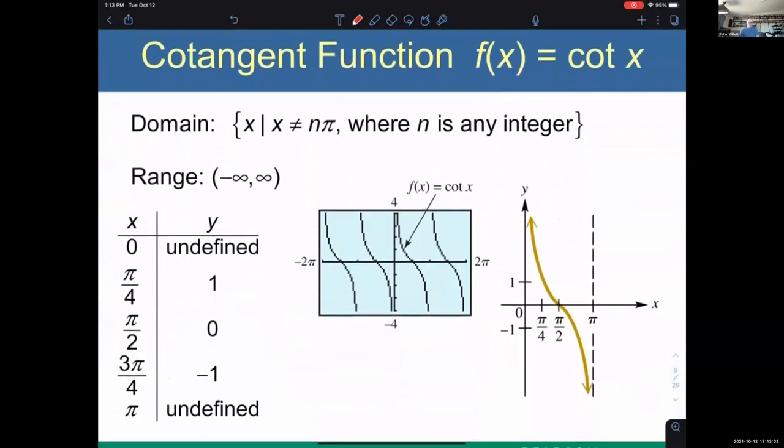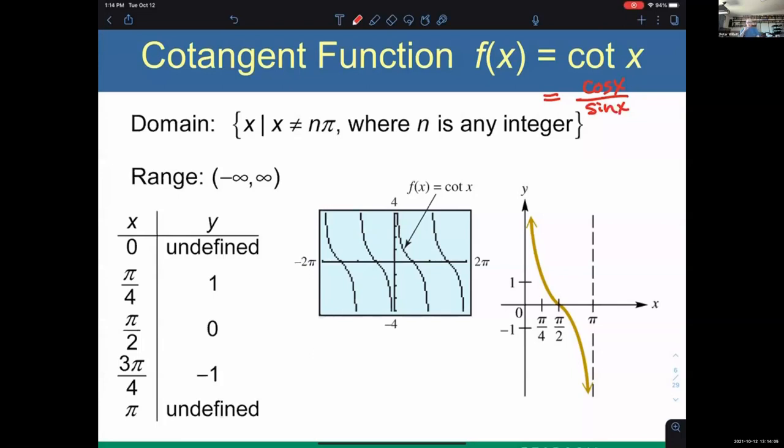So what about cotangent? So cotangent is 1 over tangent. Tangent is sine over cosine. So we want to remember then that cotangent is cosine over sine. So basically, all of those ideas of the fraction and the zeros in the top or the zeros in the bottom and all of that, all of those discussions are exactly the same for cotangent, but we're just flipping everything.